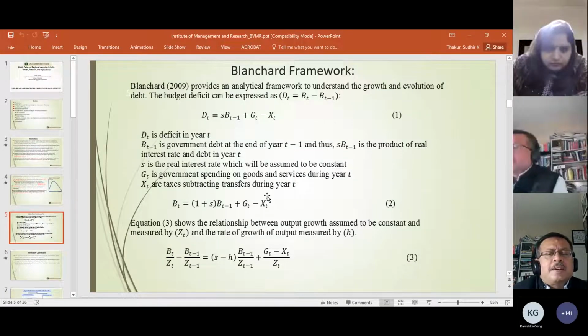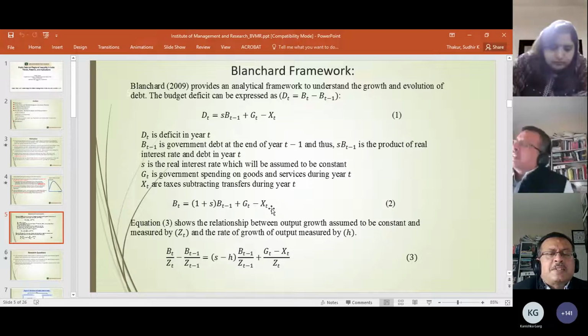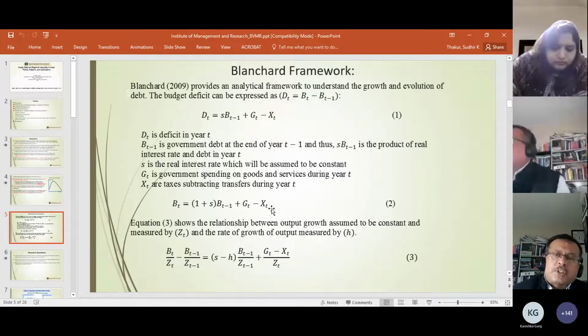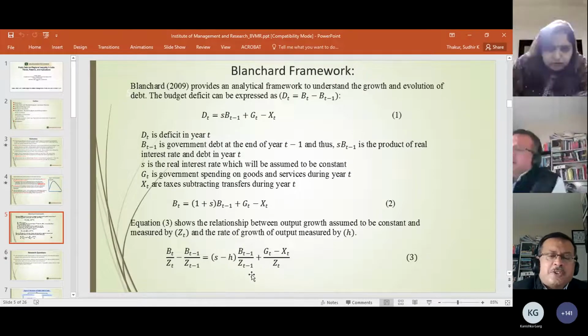Blanchard makes the argument that if you want to understand the evolution of debt over time and across geographical space, then it's best to take the ratio of the debt level to the gross domestic product, the GDP in a country. This equation 3 basically says that on the right-hand side, you have the rate of interest minus the rate of growth of output, times the ratio of debt to output, plus the primary deficit, which is G_t minus T_t, divided by output.